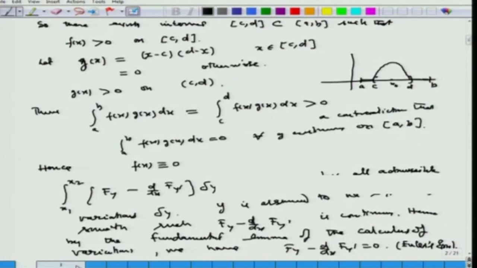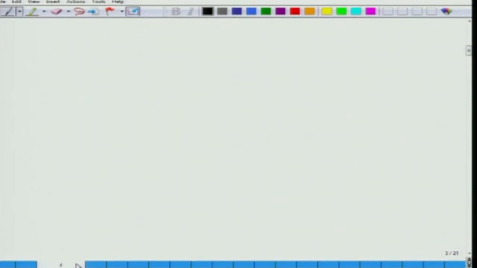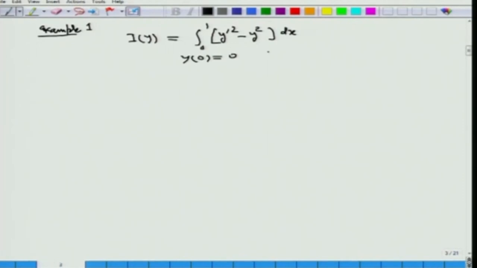So, let us see some applications of Euler's equation. Here we consider a few examples. The first one is, let us consider I y equal to integral 0 to 1 of y prime square minus y square d x, with y 0 equal to 0 and y 1 equal to 1.